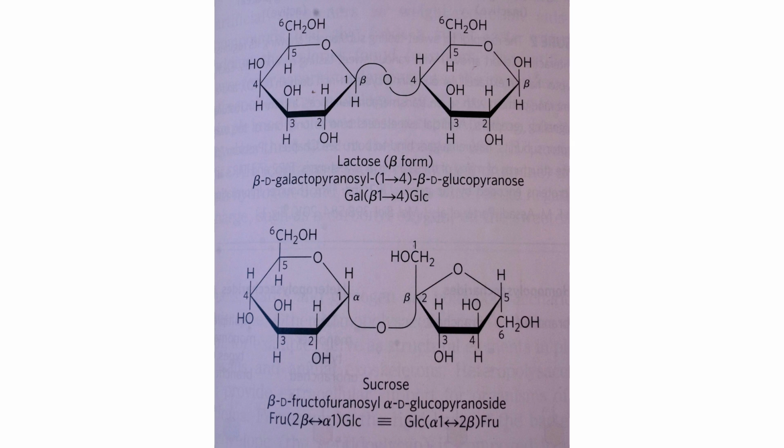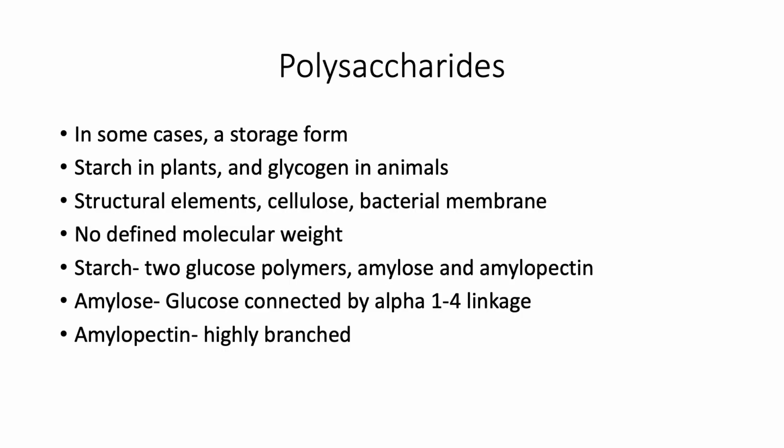Sucrose, which is your common table sugar, same principle. Beta D fructofuranosyl, alpha D glucopyranoside. So this is the structure of it. In other words, you could call it sucrose, just like you do here with lactose, or you could just say fructose 2 beta alpha 1 glucose, which is the same as glucose alpha 1 2 beta fructose. That would simply be the reverse of these two, but this is a principle that's involved in each.